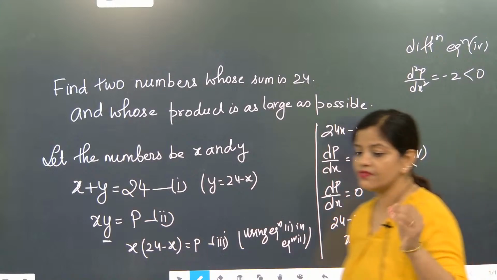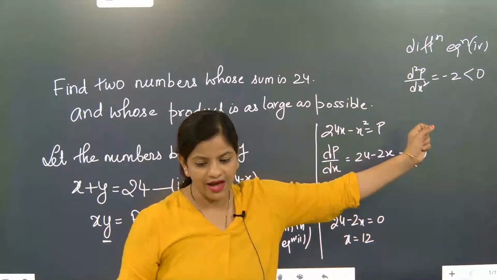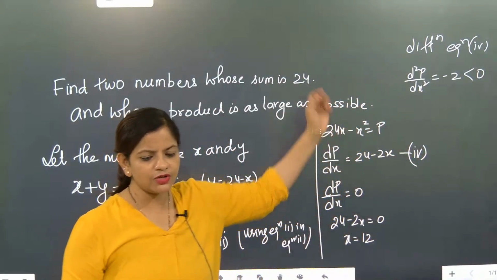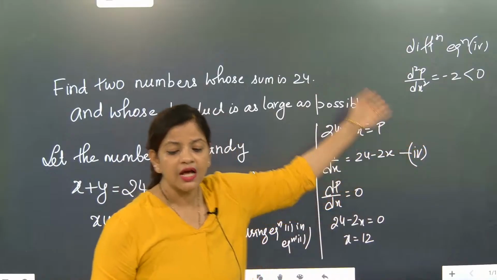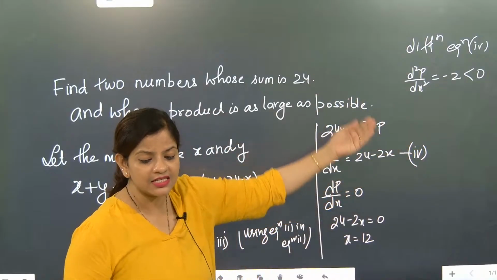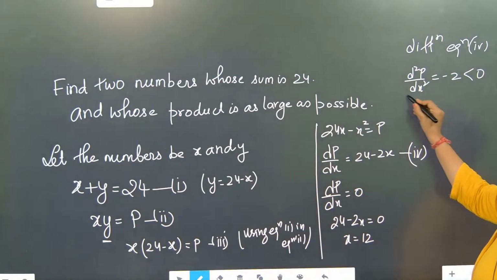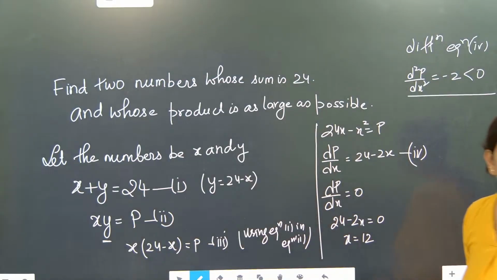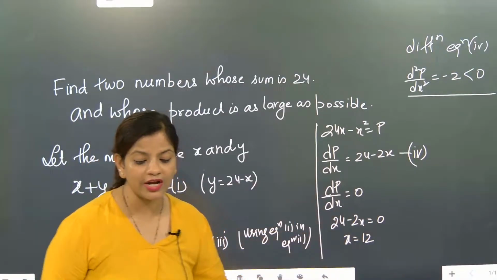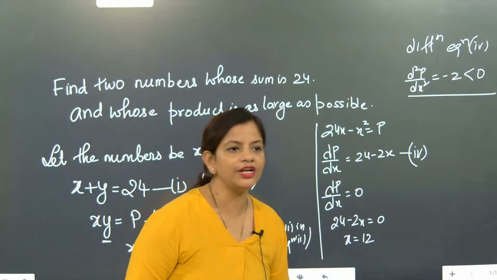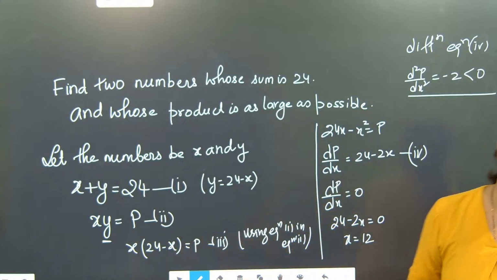Here you did not have to substitute the x value; directly the value is coming as less than 0, exactly minus 2. So it is a point of maxima or minima. That means P is a point of maximum. P is a point of maximum when x is equal to 12.